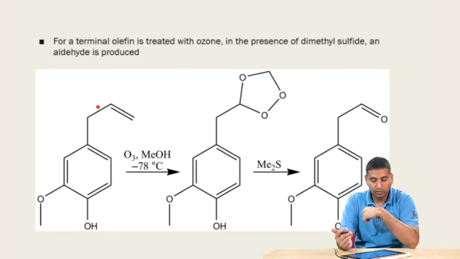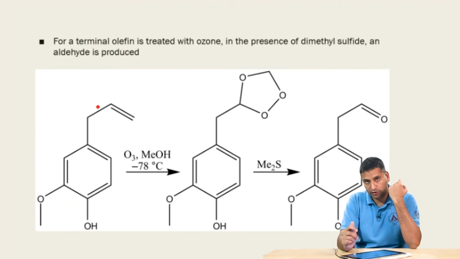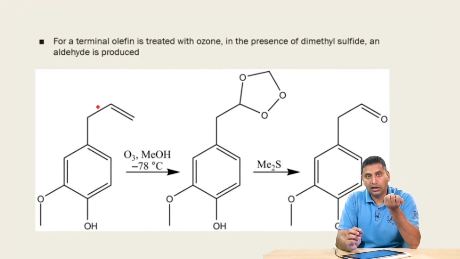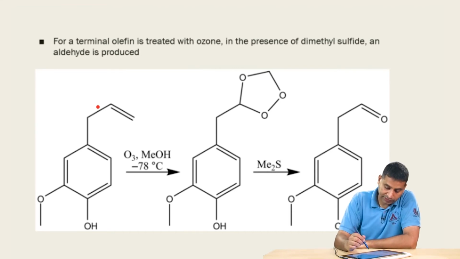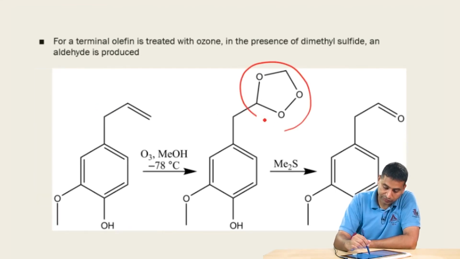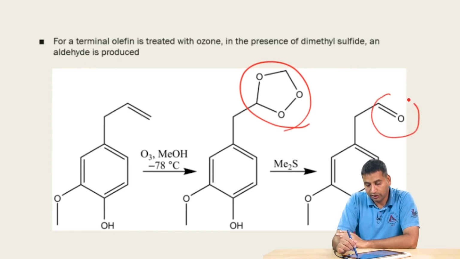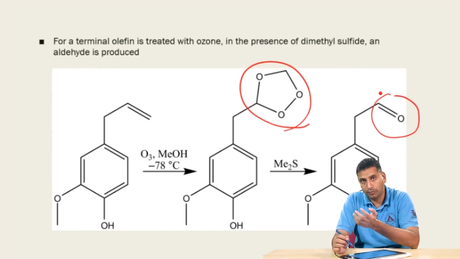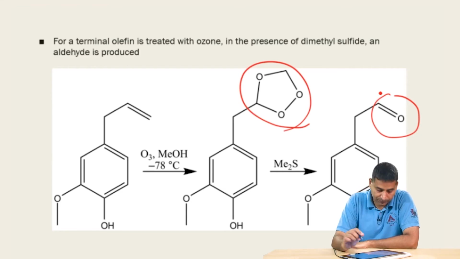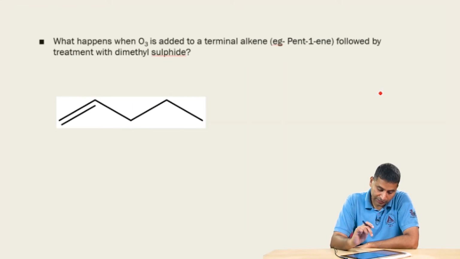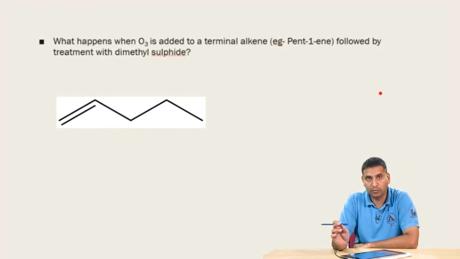What happens when you have a terminal olefin? So, here is an example of a molecule with a terminal olefin, and so when this is reacted with ozone in the presence of methanol at minus 78 degrees, you get an intermediate such as this, which is then reacted with dimethyl sulfide to give you the terminal aldehyde, and of course, the other product that is formed is formaldehyde. Okay. So, therefore, the correct answer is you would get 2 aldehydes when you react a terminal olefin.